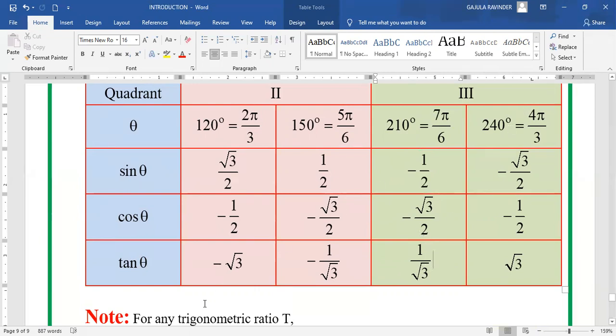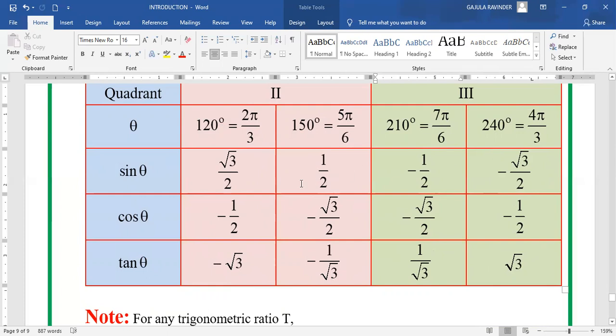Coming to 240 degrees, what is tan 240 degrees? It is the same as 60 degrees, because 240 is close to 180 by 60 degrees. So tan 240 is root 3, because in the third quadrant tan is positive, so tan 240 will be positive with the value equal to tan 60. So it is root 3. This is plus 1 by root 3. Whereas tan in the second quadrant is negative. So 120 degrees is close to 180 by 60, so it is the same as tan 60 but negative. And 150 degrees is close to 180 by 30 degrees, so tan 150 is minus 1 by root 3.